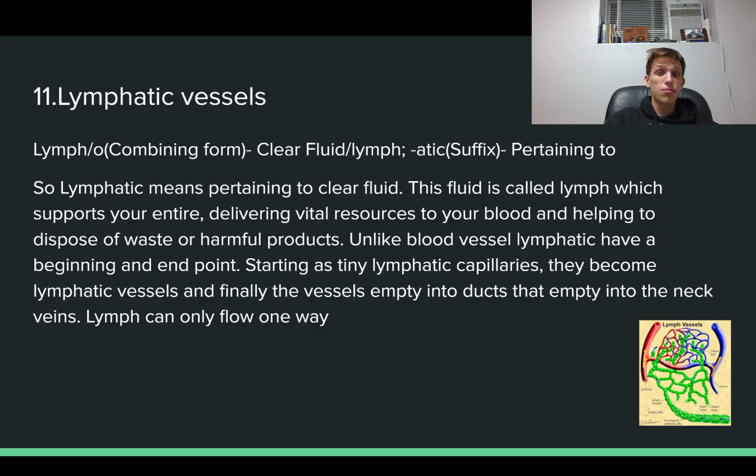This system starts as tiny little capillaries, then becomes lymphatic vessels, which turn into ducts, which empty into your neck veins and push the blood throughout your body. And lymph can also only flow one way, which is kind of cool.